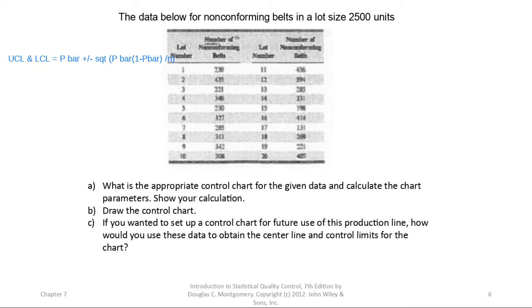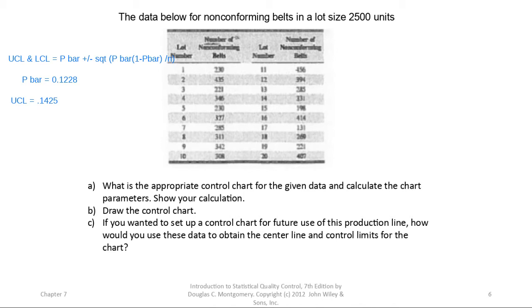So the P bar will equal 0.1228, to confirm your answer. And the upper control limit will equal 0.1425, and the lower control limit will equal 0.1031. This is how you calculate the upper and lower control limits based on the formula here.